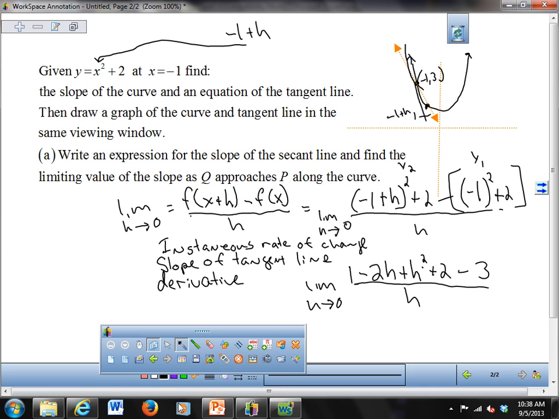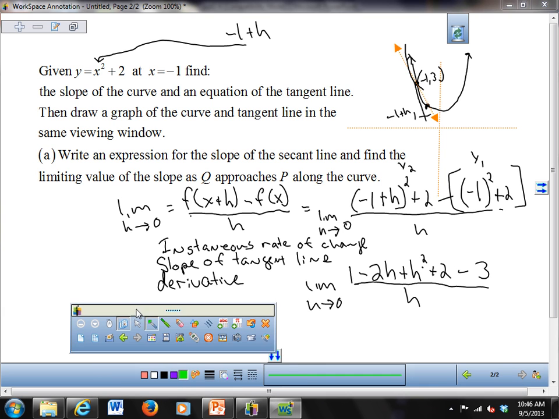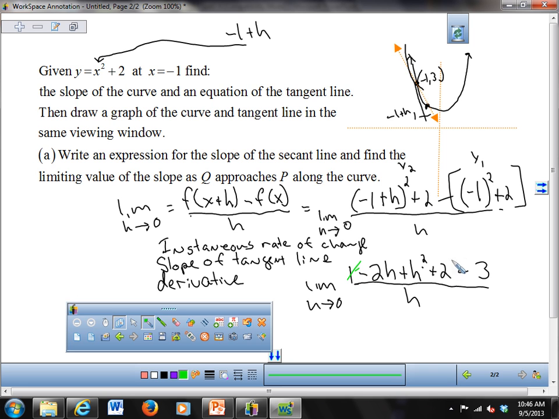Now, fortunately, these things will always simplify nicely. And this 1 plus 2 minus 3 goes away. See that? 1 plus 2 is 3, minus 3 goes away. And so now I rewrite this as the limit as h goes to 0 of negative 2h plus h squared over h. Are you writing any of this down? Or trying to focus? Might be a good idea. Although this one is in your book, so you can do however you want.